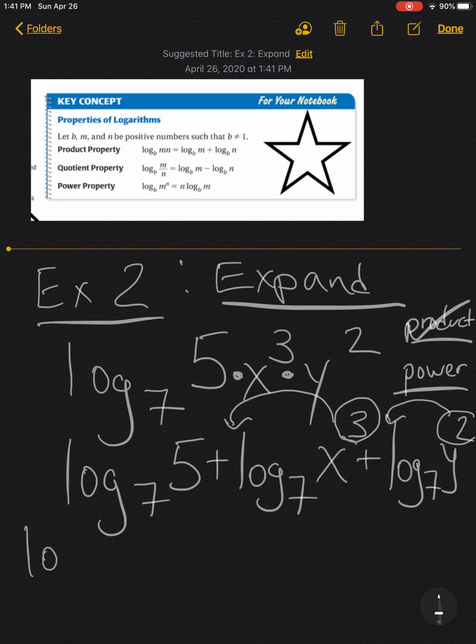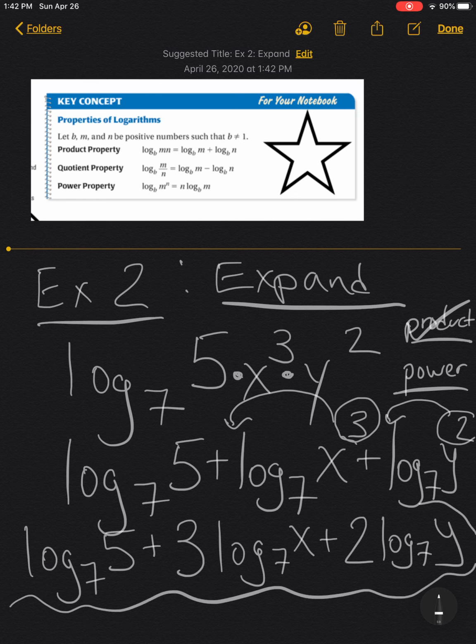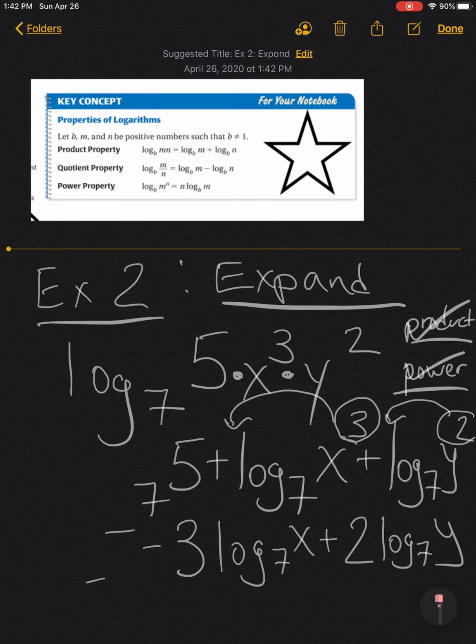So let's see. Log base 7 of 5 plus, now the 3 goes in the front, log base 7 of x plus, bring that 2 to the front, log base 7 of y. And that is your final answer. We have expanded using product and power.